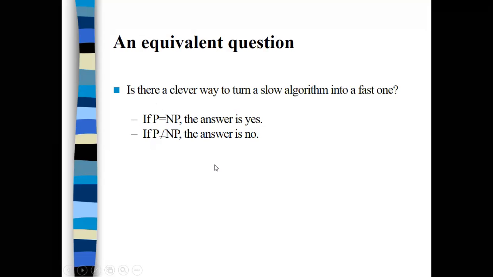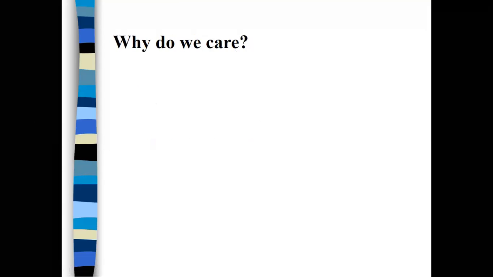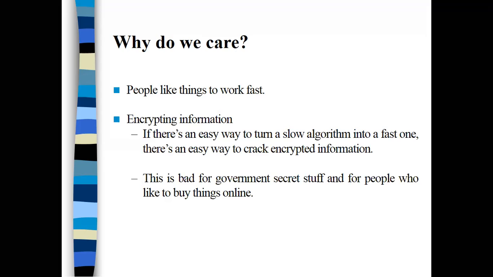If we make it fast, then we will skip so much data, or the result will not be very good or effective. So why do we care about that? People like things to work fast because people don't have much time to wait for the algorithm to run. People need the result quickly, so they want to save their time.